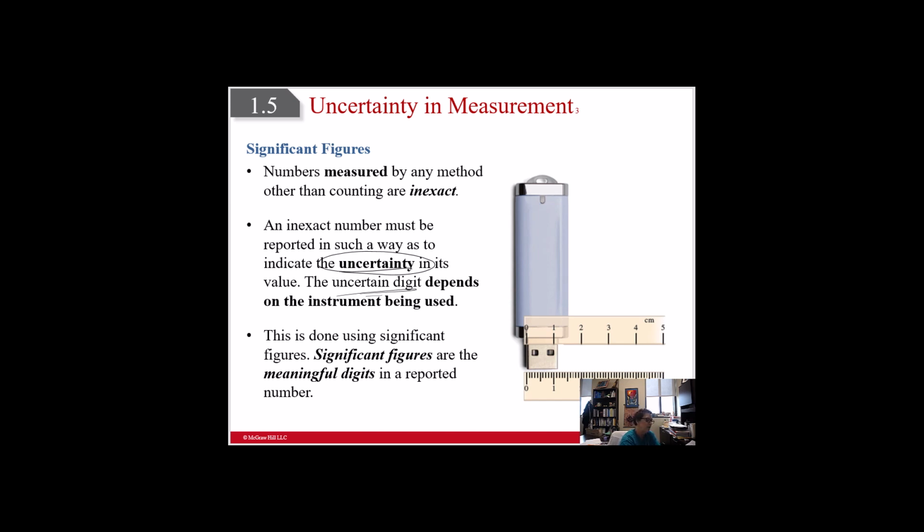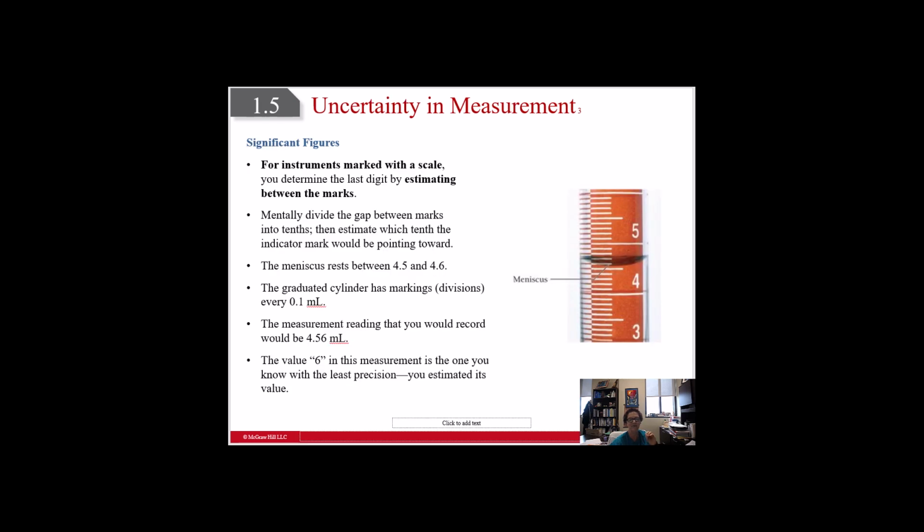So we use significant figures to tell us what is meaningful and what is uncertain. And so we can only be as certain as the least certain measurement, kind of like the weakest link in a chain.